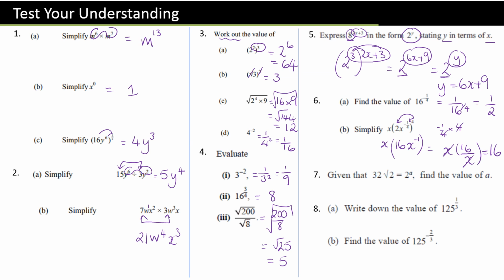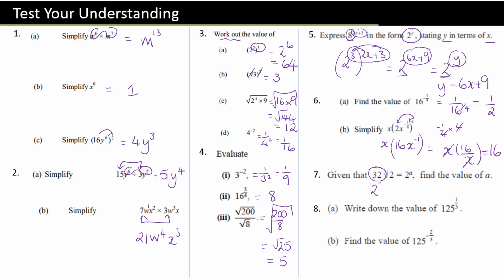Number 7, given that 32 square root of 2 is 2 to the a, well, like we replaced the 8 before as a power of 2, 32 is a power of 2. You should know your powers of 2 up to about 5 or 6. So 2 to the 1 is 2, 2 squared is 4, 2 cubed is 8, times by 2 again, 2 to the 4 is 16, 2 to the 5 is actually 32.